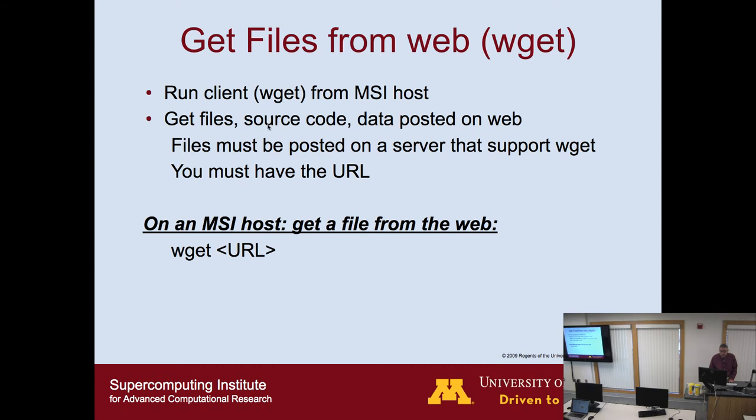Wget is a very convenient way to pull data from a website, as I mentioned. You just use a wget URL. The website has to be configured to support this kind of thing, but many repositories will support that. This is another Linux command that you'll always have available on our systems that makes it easy to pull data from repositories to operate on.